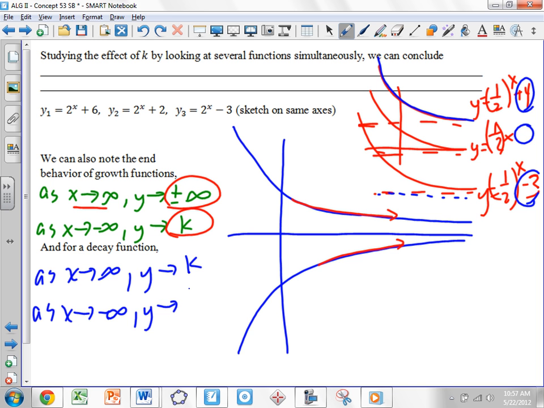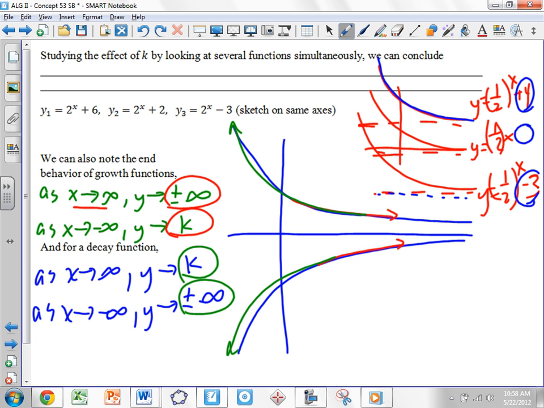It's just the opposite, or just flipped, right? It's just flipped. Take a look. Again, when it goes to the left for decay, and look at your graph, as I go to the left, it's going up to positive infinity, or it's going down to negative infinity. So that's as it goes to the left. But as it goes to the right, it's going toward the k value. And it was the reverse for growth a minute ago.